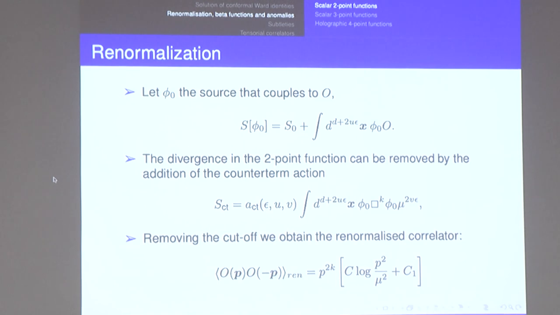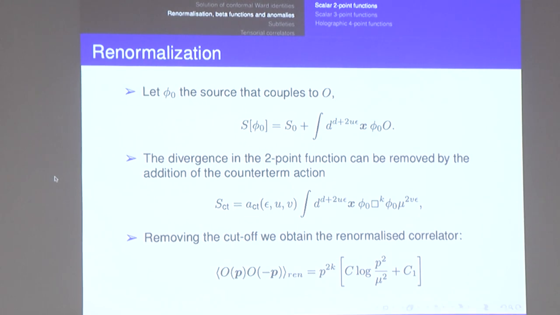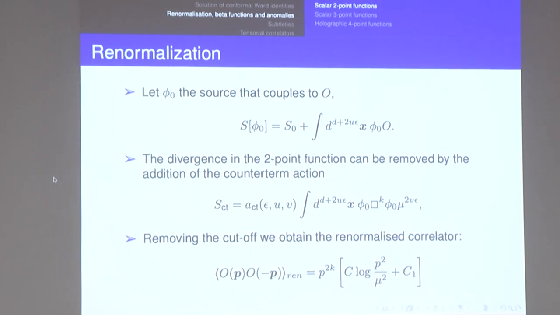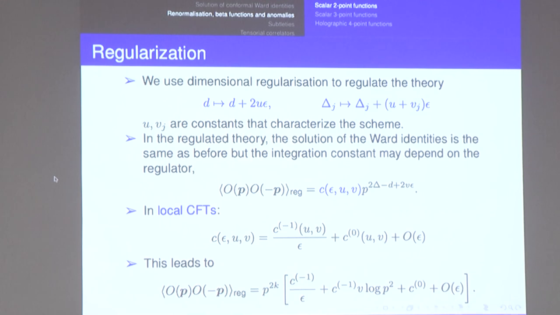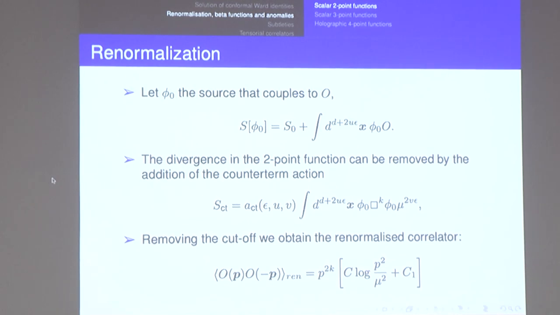Okay, so now the way to deal with this is to introduce scalar terms, and we know what the scalar term is. It is this one. Again, we introduce a source that couples to the operator. Now, as usual in dimensional regularization, because we shift the space-time dimension, in order for this expression to make dimensional sense, we need to introduce a new scale. This is the new scale. And then you have a coefficient that depends on epsilon, U and V, which you adjust such that you cancel this piece. So after you cancel that piece, then you can take the limit.